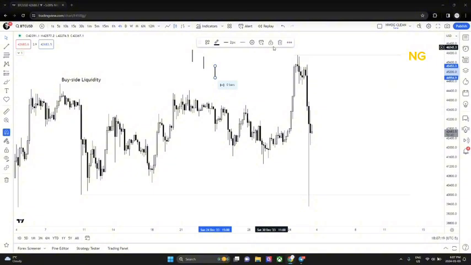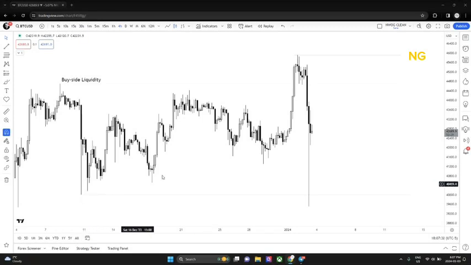So even when price was here, to me, it was obvious that price wanted to go below these lows, but due to the fact that it was trapped within this range, I wanted to see price go above here first, right? So we had price run above here, get the buy side liquidity. Remember what I just taught you.